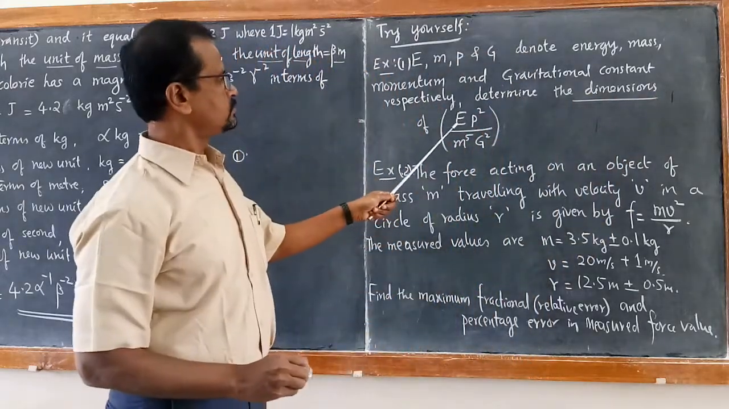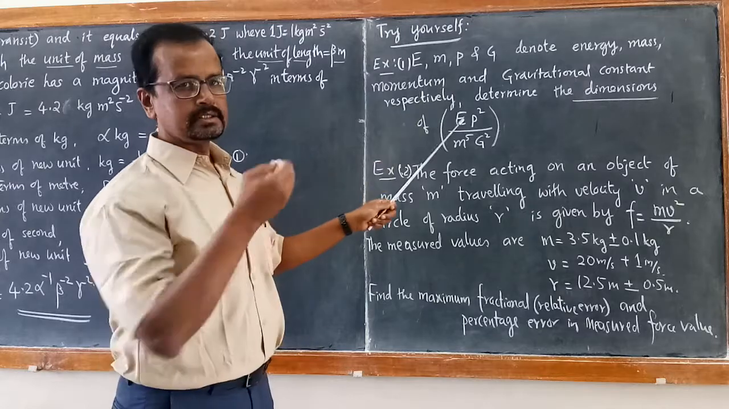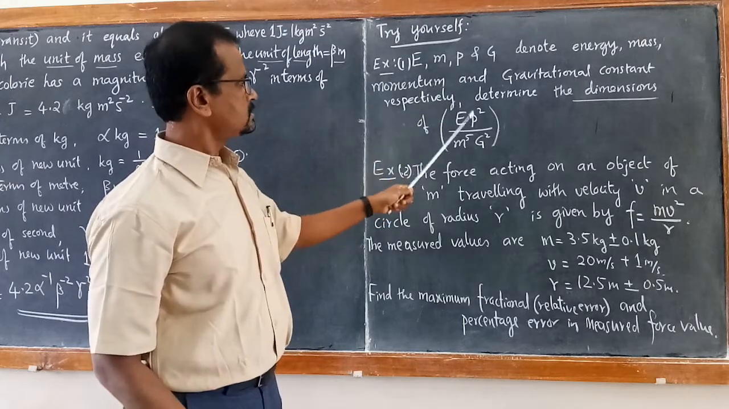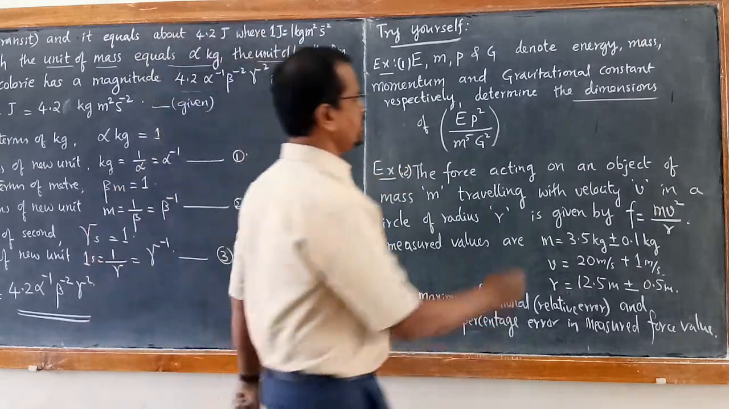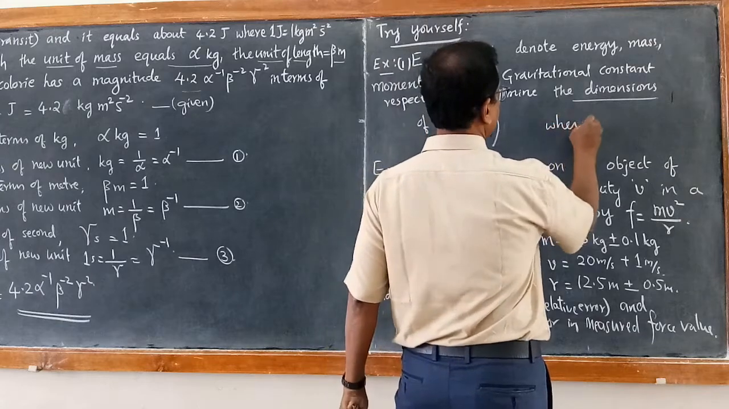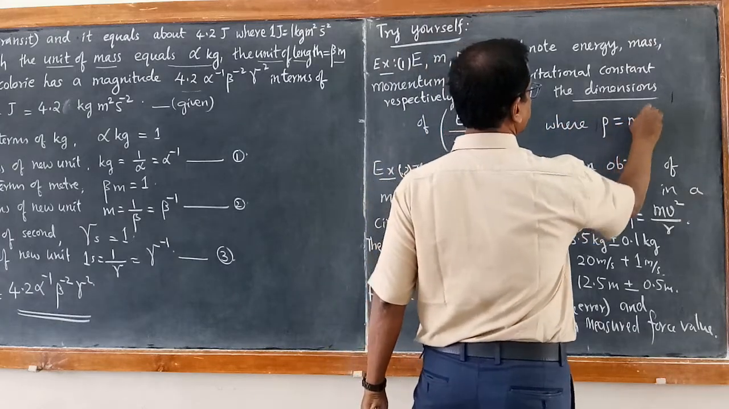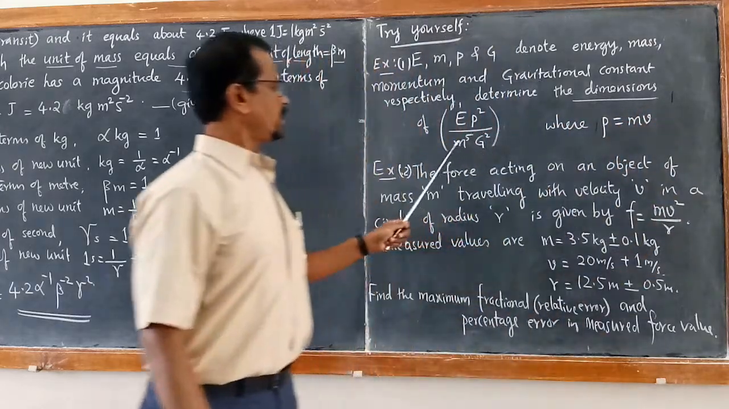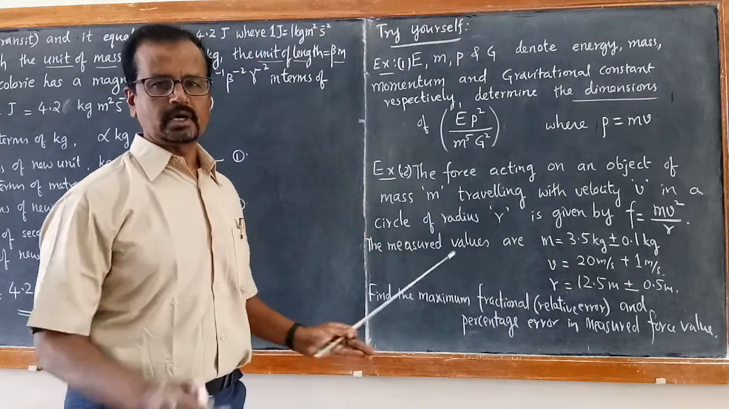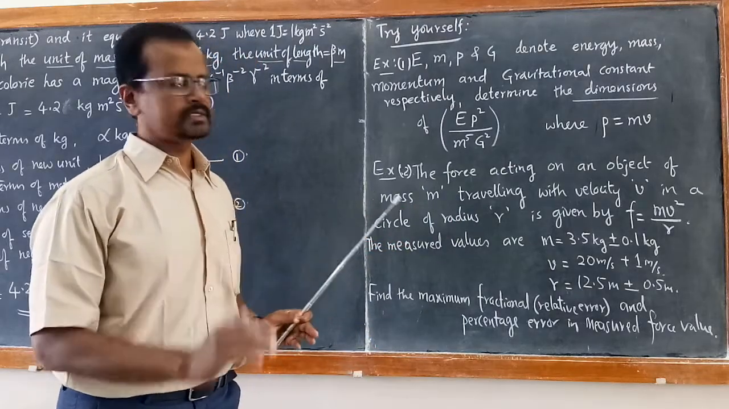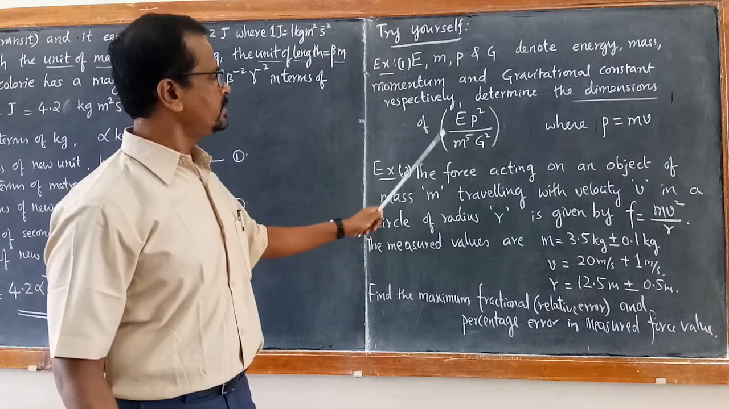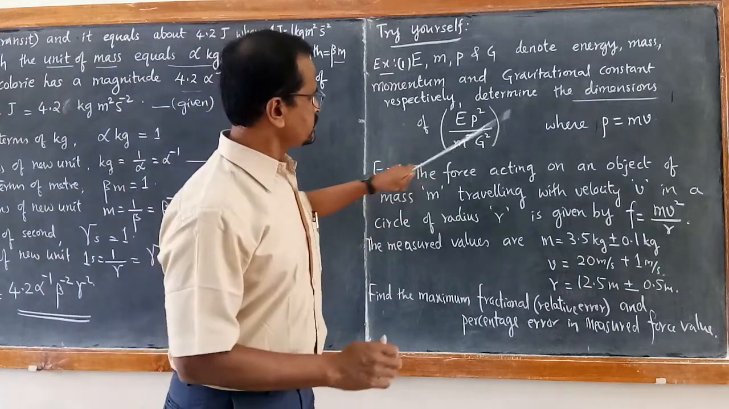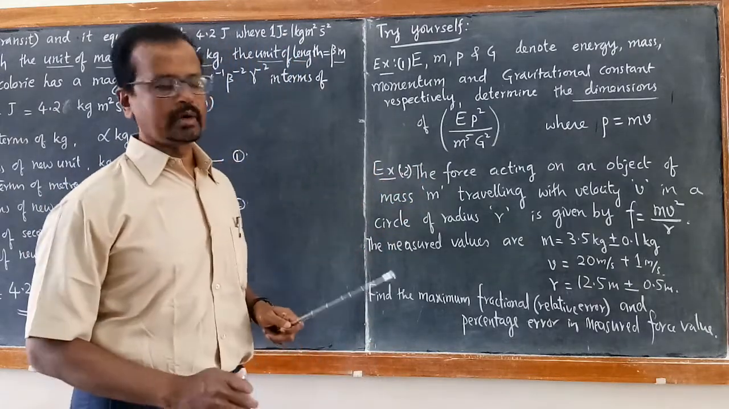Just substitute the dimensions of E, energy, as we have substituted earlier, mass, and momentum. What is momentum? Momentum P is equal to the product of mass and velocity. And this is mass and this is gravitational constant. Already we have found out the dimensions of gravitational constant. Substitute and find the total dimensions of this entire quantity.